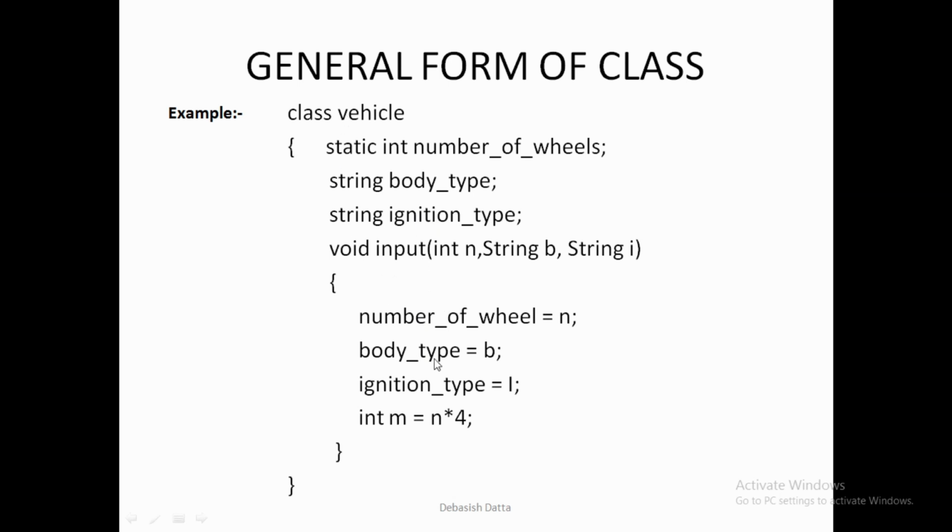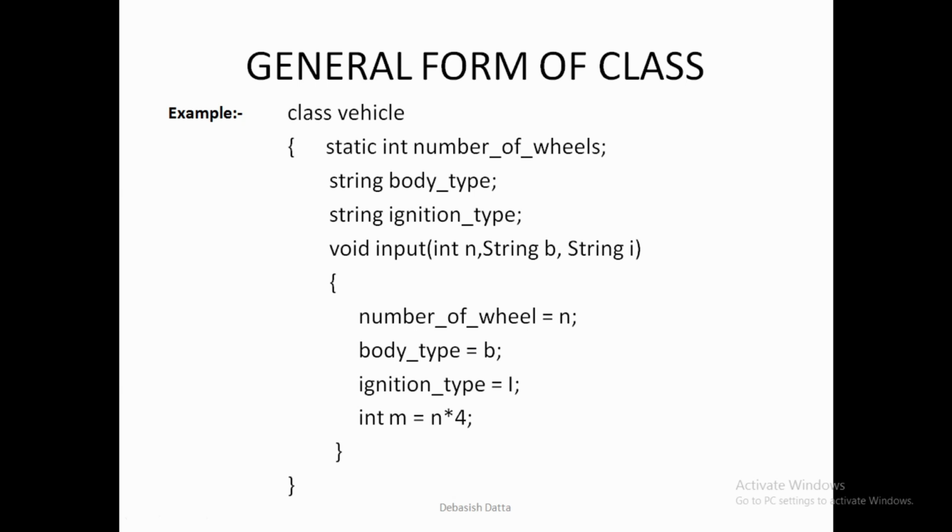So according to that, the variable m, which is defined inside this input method, is not a member variable. It is a particular group of variable which is called local variable, which will come in a later part of this video tutorial. So all in all, we have created a class with a few member variables and a method.